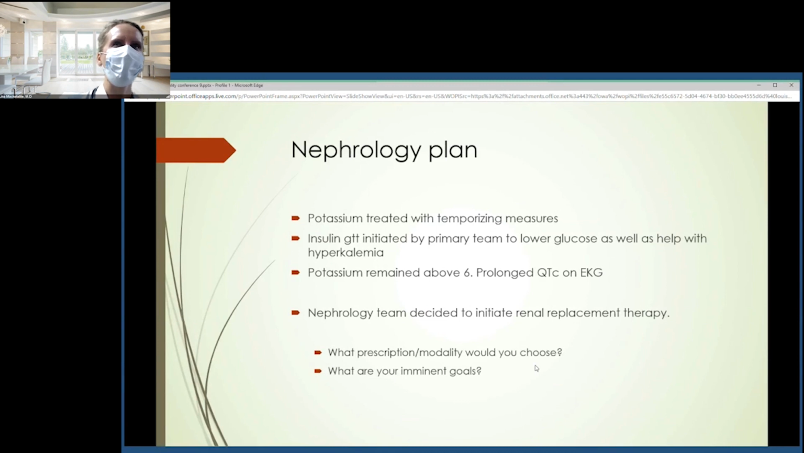Supposed to and having to change. Yeah, so you would do CRT. So what prescription would you write? So probably Foxilum, right? 4Ks. Oh, no, okay. And what blood flow and what?